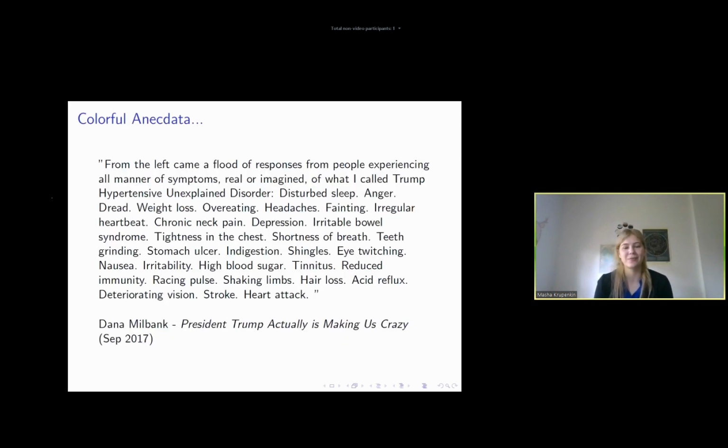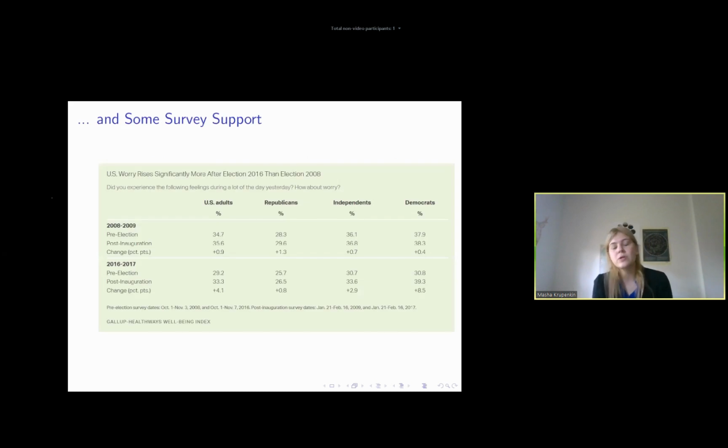Here's an example of a very colorful anecdote from Dana Milbank, from an op-ed with the title "President Trump is actually making us crazy." "From the left came a flood of responses. People experiencing all manner of symptoms, real or imagined. Disturbed sleep, anger, depression, headaches, high blood sugar." So just quite a bit of colorful anecdata. It seems like a lot, and there is a little bit of survey support for the idea that Trump did cause some mental health issues among Democrats.